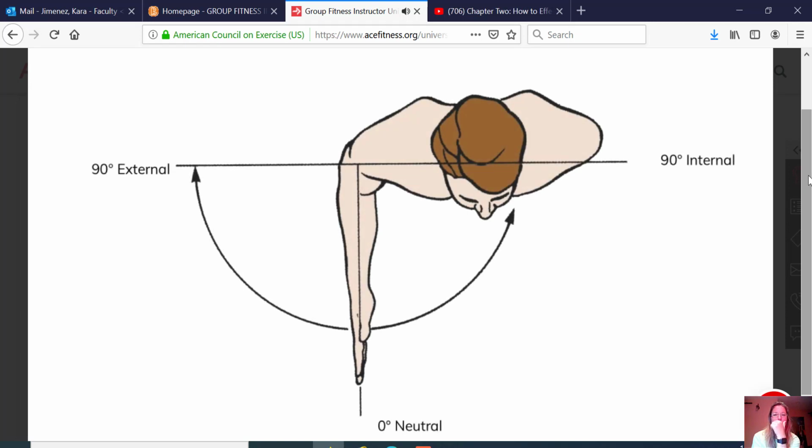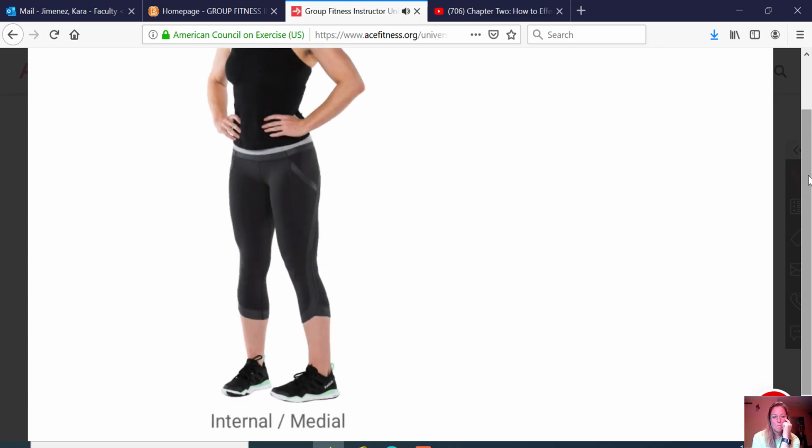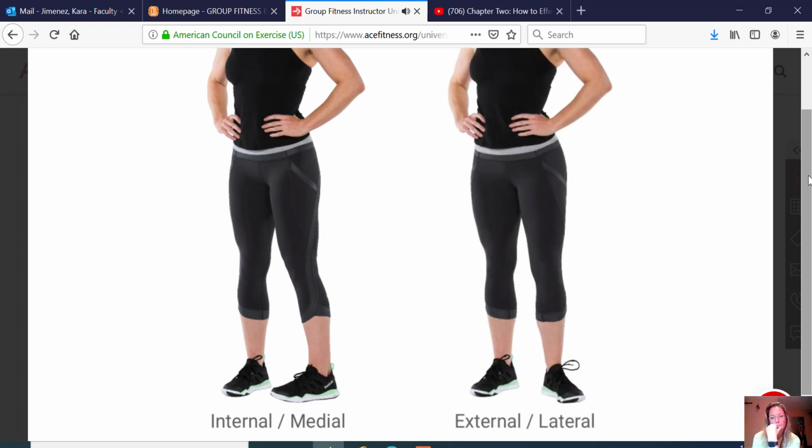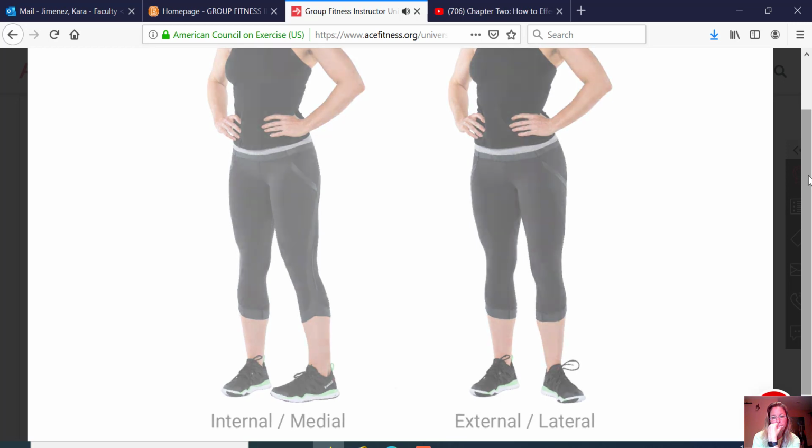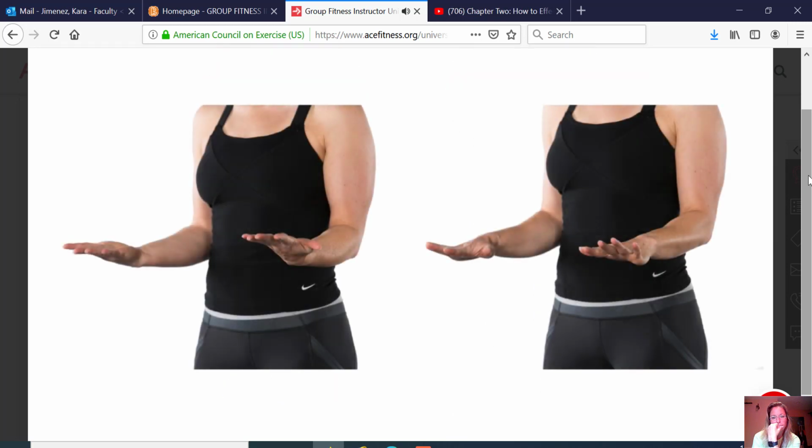Rotation is the movement of a bone around a longitudinal axis, and it can occur internally or externally. From anatomical position, the femur turning in would be internal or medial rotation, and turning outward would be external or lateral rotation. When the wrist or forearm rotates out, so the palm is up, it's known as supination. The opposite movement, palm down, is pronation.